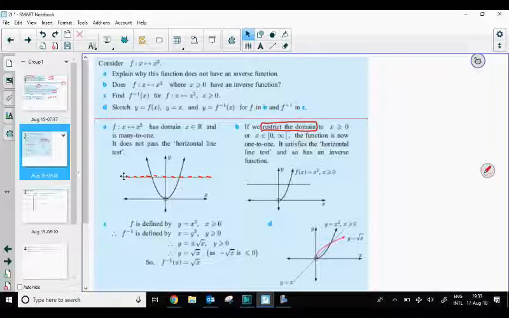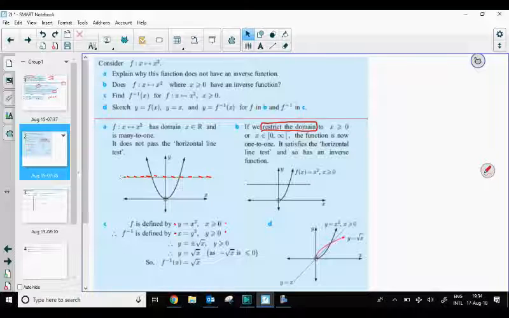Part C, find f inverse of x. So the idea is we're going to start off with the original function. We're going to switch x and y. We're just going to rewrite the original function with x's and y's switching places. And then we're going to solve for y. So in this case, we're going to take the square root of both sides, which would be y is equal to plus or minus the square root of x. But we ignore the minus because we know that y had to be greater than or equal to 0, since in the original, x was greater than or equal to 0. So we have y equals the square root of x as the inverse.